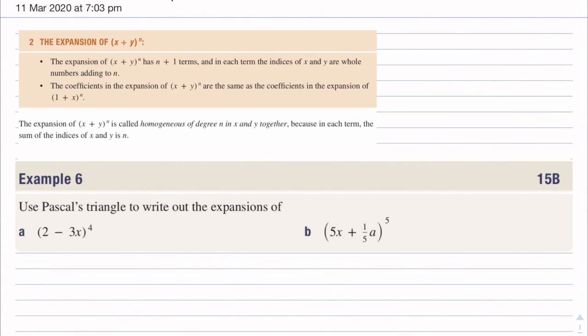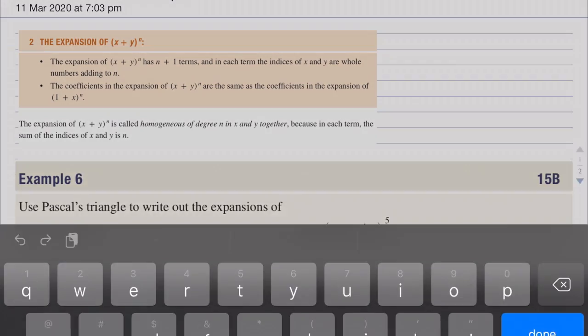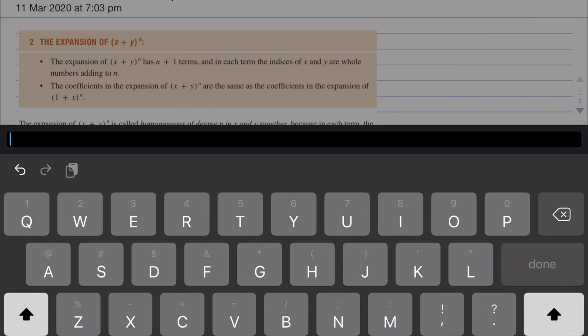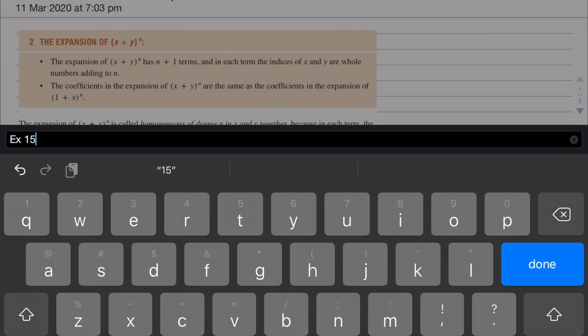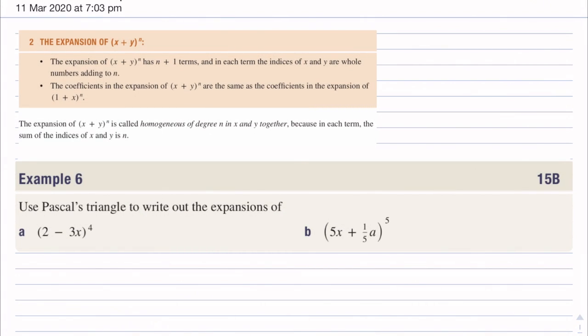Okay, this is exercise 15B. I should rename this. Exercise 15B, further expansions. So, all we're doing now with 15A, it was always like 1 plus 3x to the 7 or something. This first one was always 1. Today, we're just coping with the fact that it's not always going to be 1. And the best way to do this is examples.